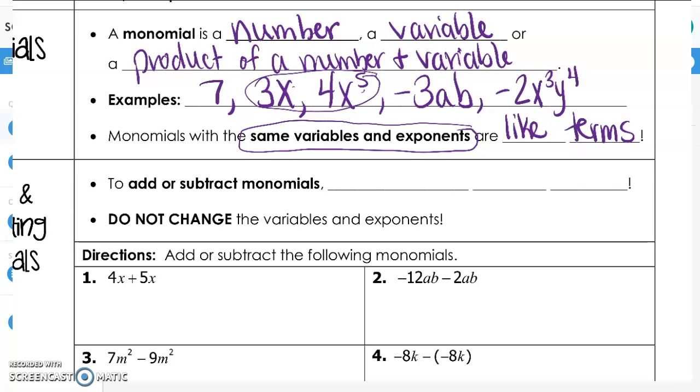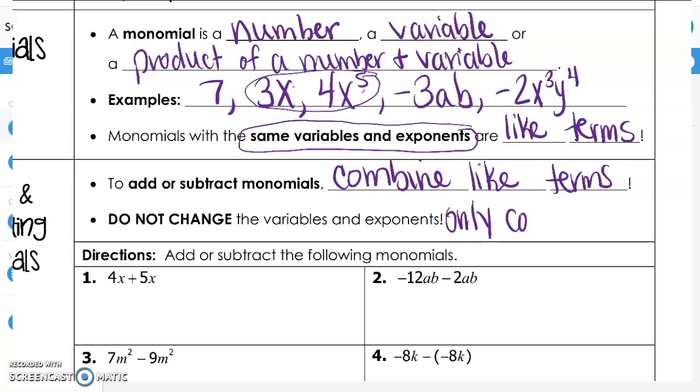So to add or subtract monomials, it says exactly what we've been doing. You combine your like terms. You do not change the variables or the exponents. So only the coefficients should change. So the coefficients, again, are the numbers that are being multiplied, the numbers in front of the variables.